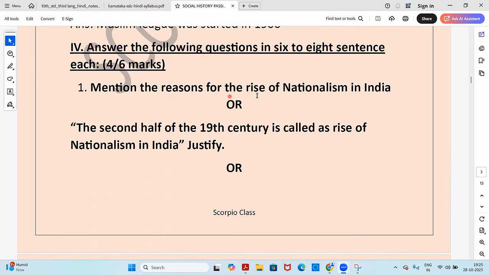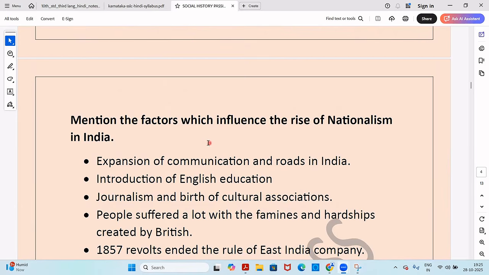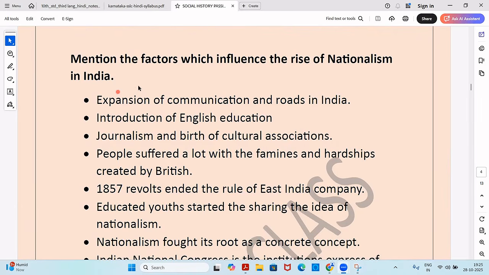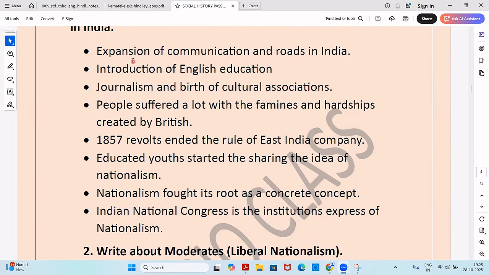Mention the reasons for the rise of nationalism in India. Or, the second half of the 19th century is called the rise of nationalism in India, justify. Or, mention the factors which influenced the rise of nationalism in India. So there are three ways in which the question can be asked, and let us see the answer for all of these. Expansion of communication and roads in India, introduction of English education, journalism and birth of cultural associations. People suffered a lot with the famines and hardships created by the British.